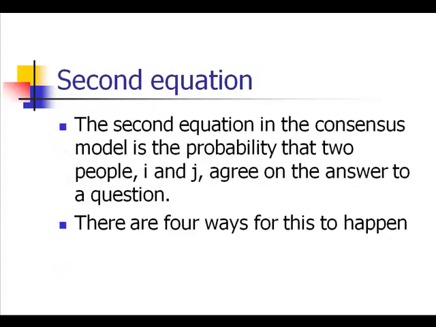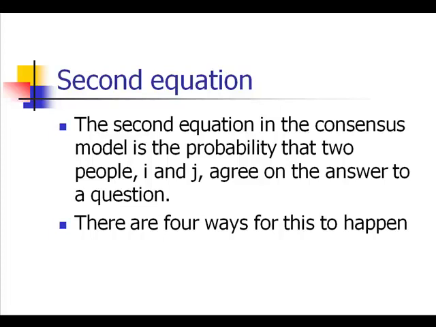Now the second equation is the probability that two people, I and J, agree on the answer to a question. Remember what we've done just now is we've taken the probability that the student's answers agree with the truth, where the truth is established as the professor's answers, right? Well, now we're going to do this again for every pair of people. So if there are 50 people, there's 50 times 49 divided by 2 possible pairs. N times n minus 1 over 2 pairs, right?